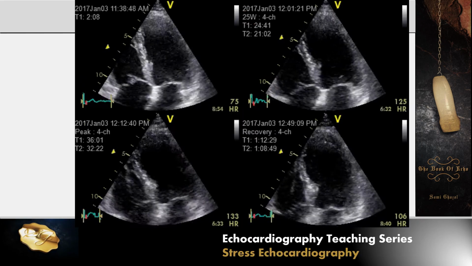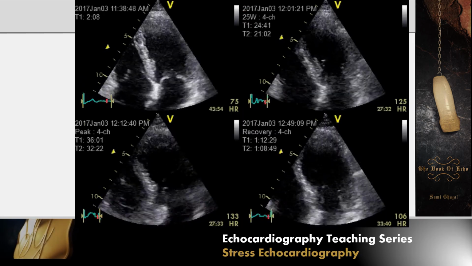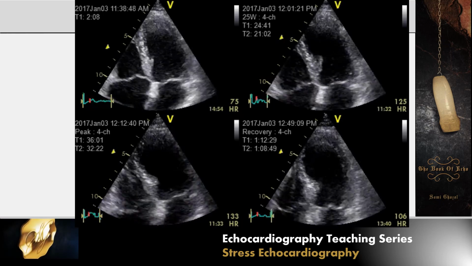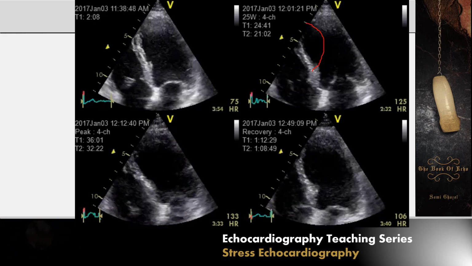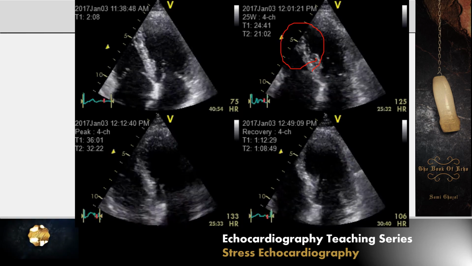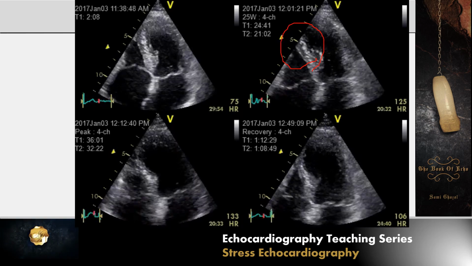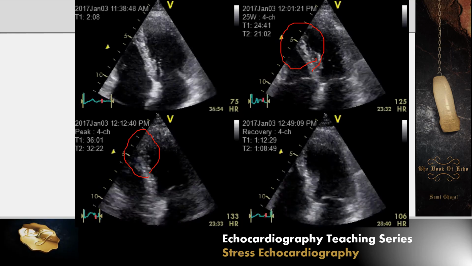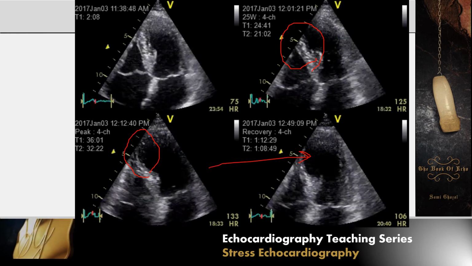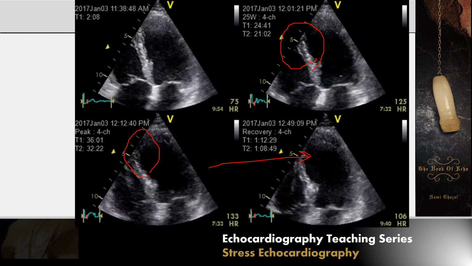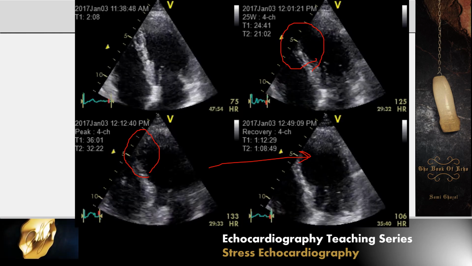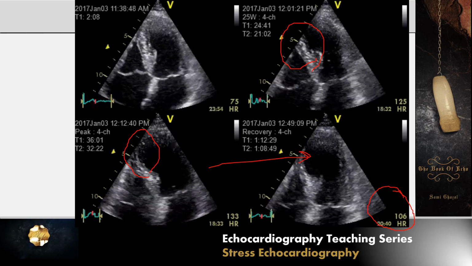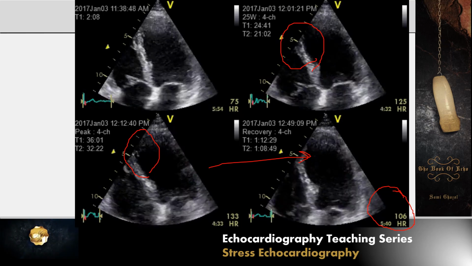Same patient here. If you look carefully, you will find even at low exercise, the patient starts to show some abnormality. Here at the apical septum, you start to see hypokinesis, and at peak, it becomes even akinetic, and it continues during recovery. However, because the patient had chest pain, we had to stop at early recovery, not waiting, and send the patient directly to the emergency room.